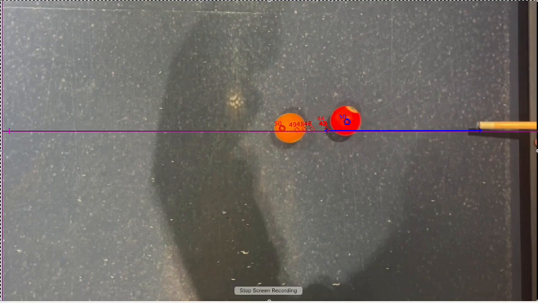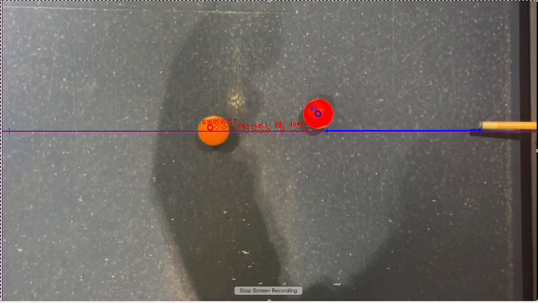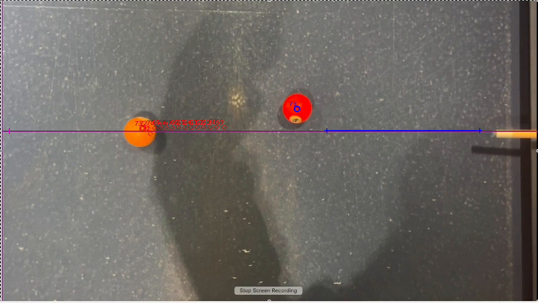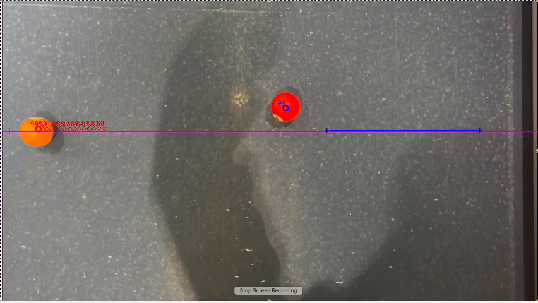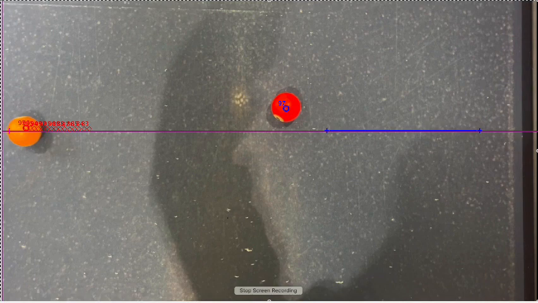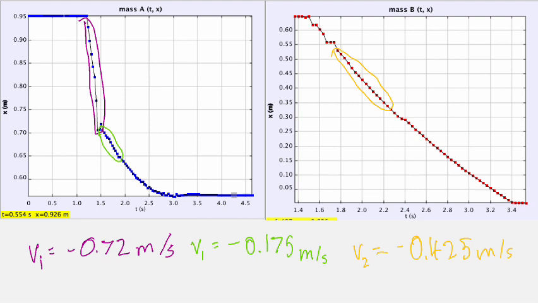So as you can see, the red ball hits the yellow ball, and the momentum is transferred into the yellow ball, and the red ball still has a little bit after the collision. So here are the graphs, and as you can see in these boxes where I drew, that's where I calculated the velocity of the balls before and after the collision.